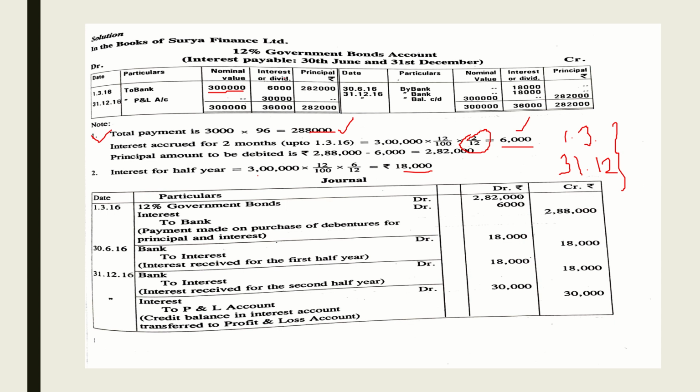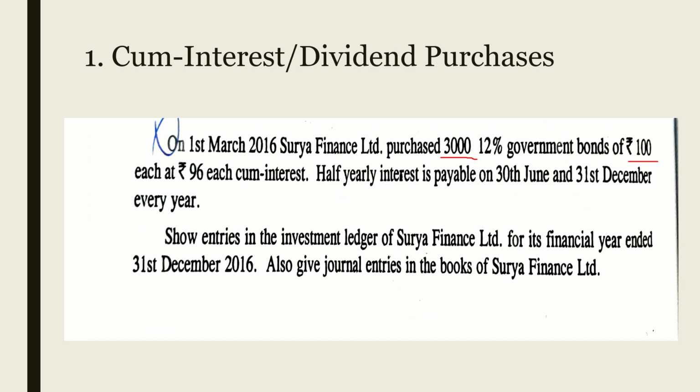Now we will balance the interest or dividend column first. We have 36,000 on the credit side and the balance comes to 30,000, which is written to the P&L account. Then we'll balance the nominal value column. The nominal value column balance is the same, 3 lakh. Then we'll balance the principal value column, which is also the same, 2,82,000.